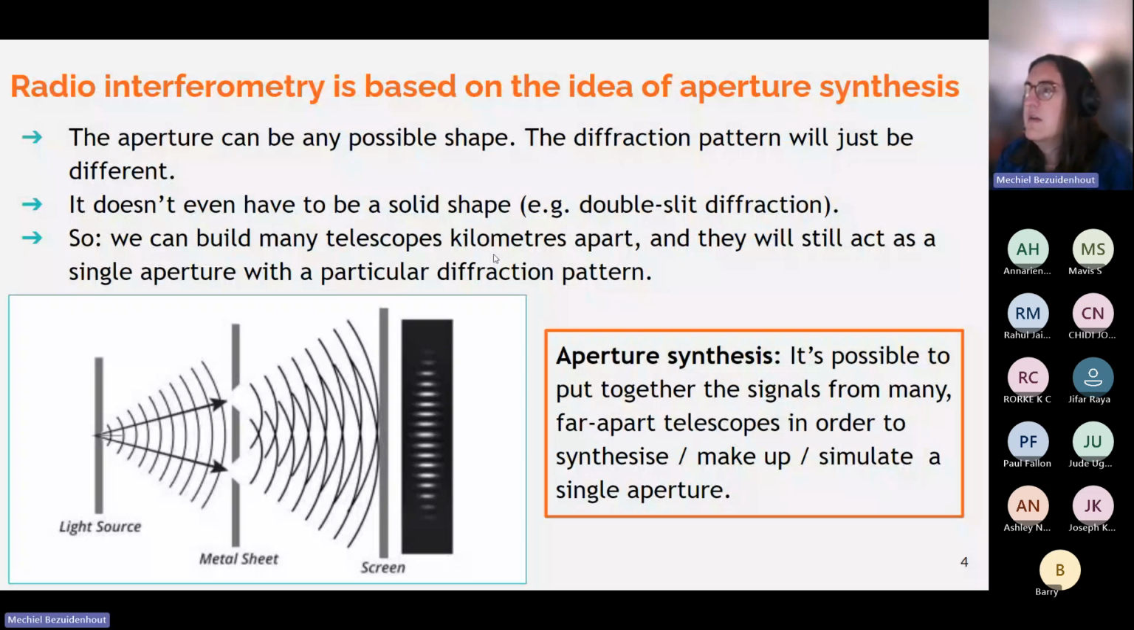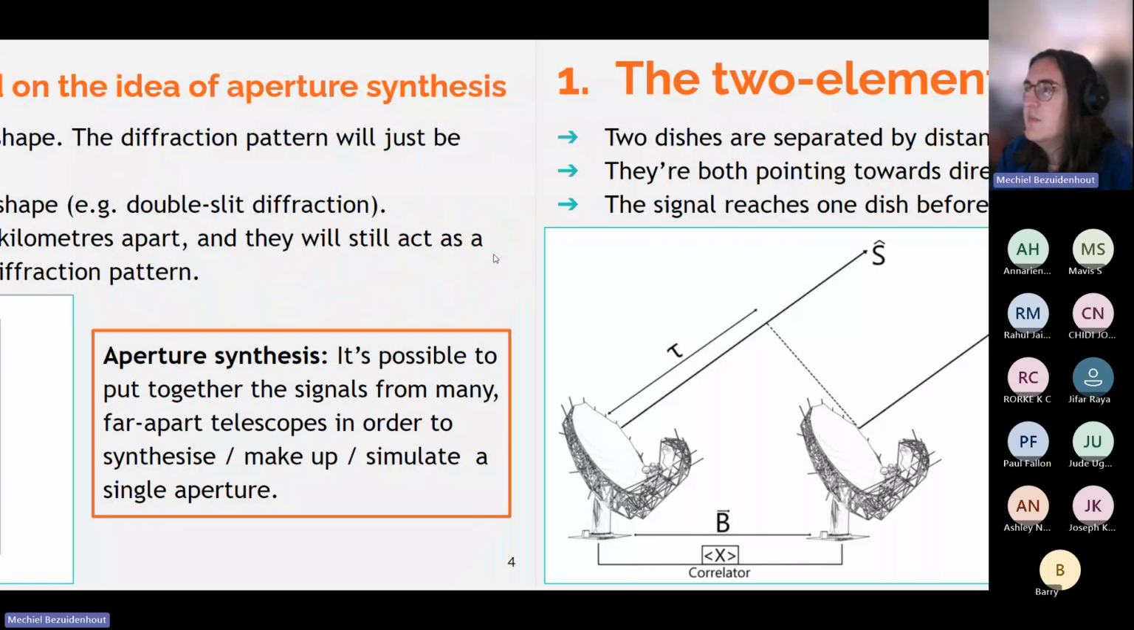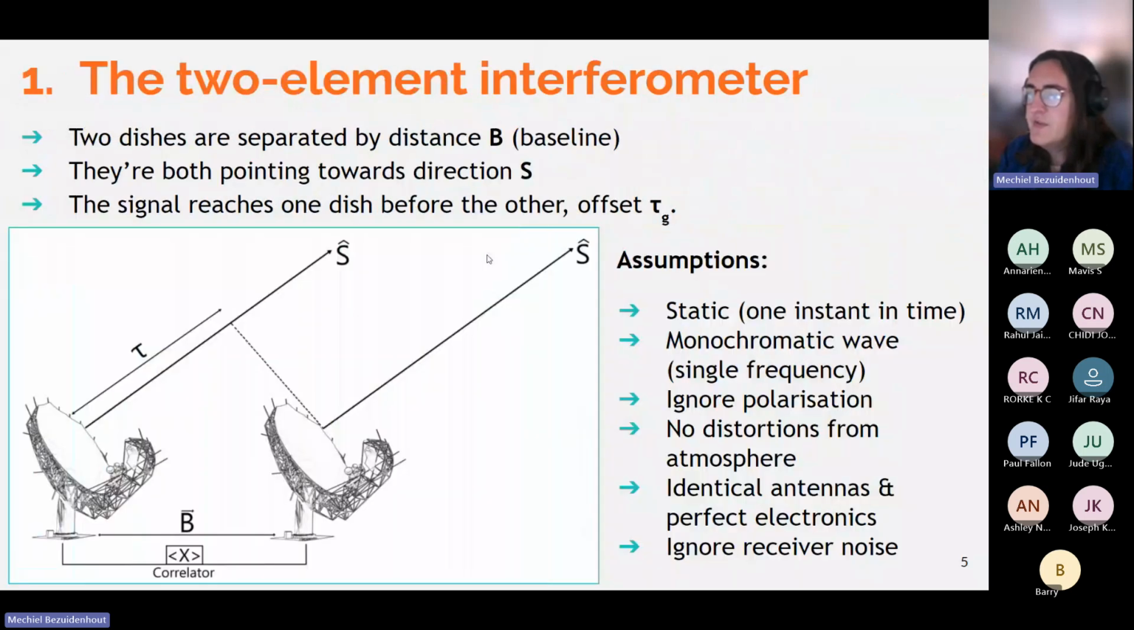Let's approach the simplest setup of this, which is a two-element interferometer. Let's say we have two dishes separated by a distance b. That distance is called the baseline. And say they're both pointing towards the direction S in the sky. Because they are offset by some distance, when a signal from the sky comes towards them, it will reach one dish slightly before the other because of the geometry. The time difference between those signals, the offset, we call that tau g, for geometry.